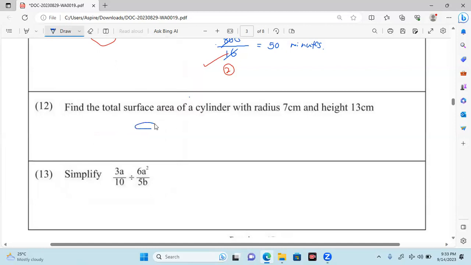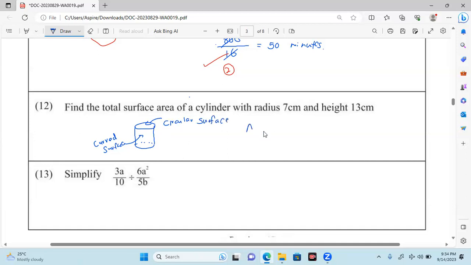Find the total surface area. Then remember that when we consider a cylinder, it consists of two different kinds of surfaces. It is a curved surface and a round surface, or we can say a circular surface. This is a round surface. There are two circular surfaces.